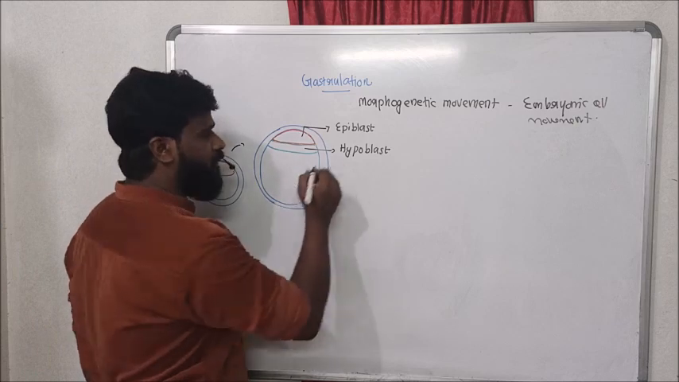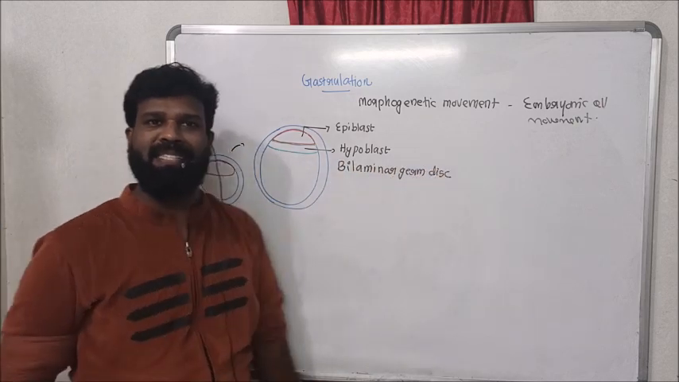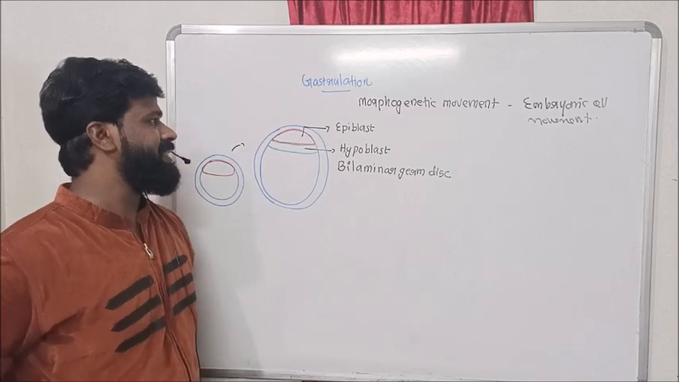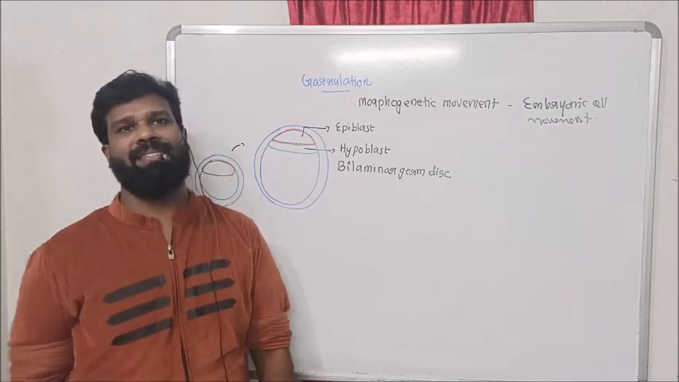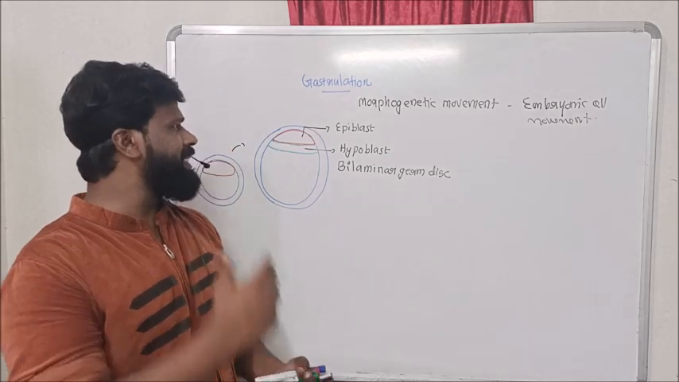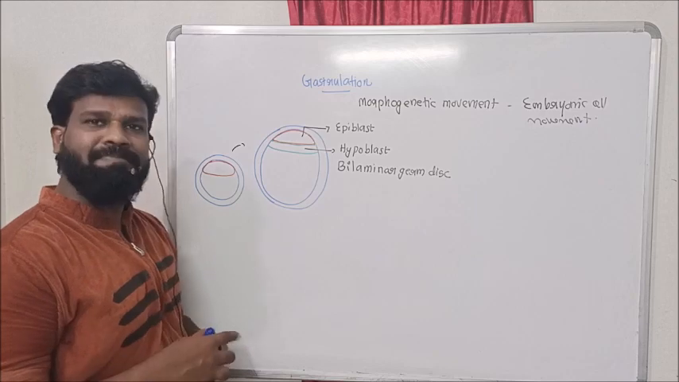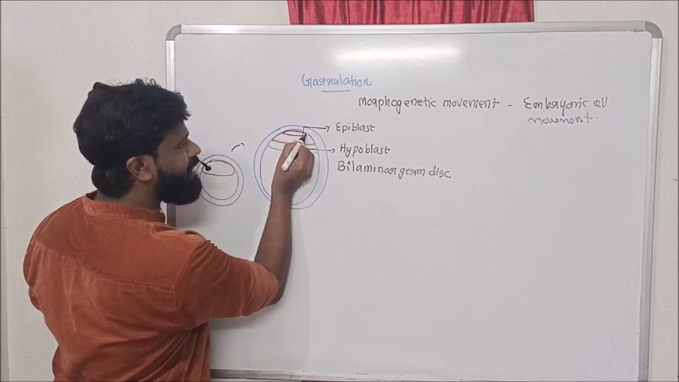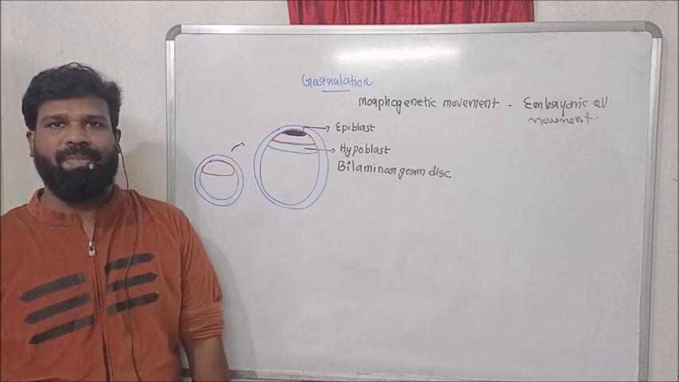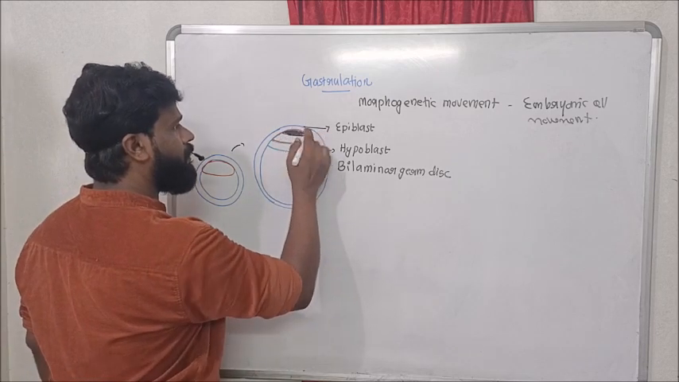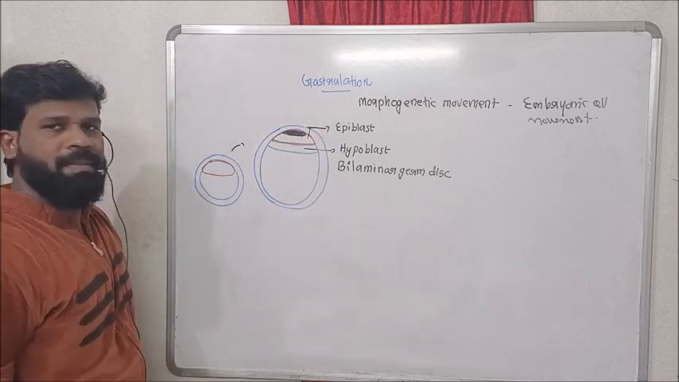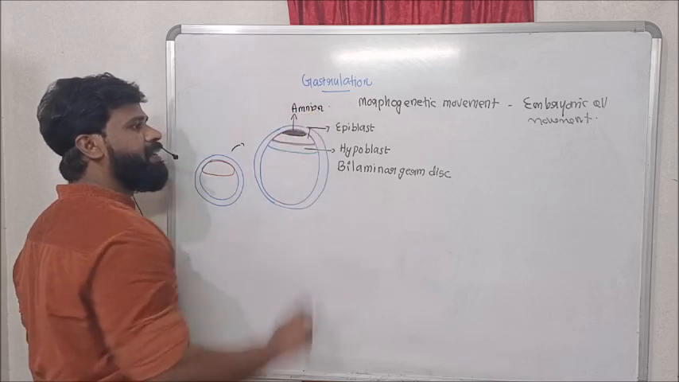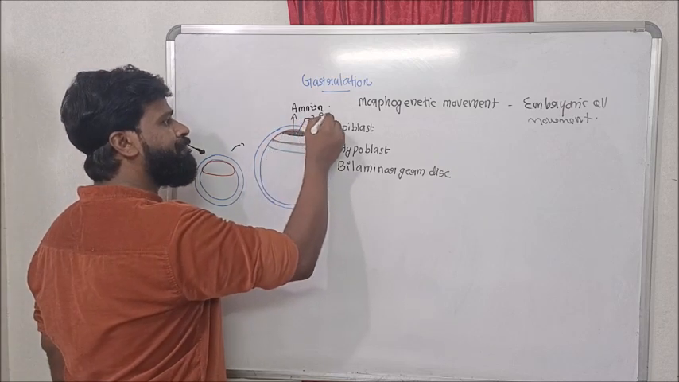This embryonic stage is known as the bilaminar germ disc, with two layers, epiblast and hypoblast. At this stage, the epiblast splits again to form a new cavity, the amnion. This amnion is filled with amniotic fluid.